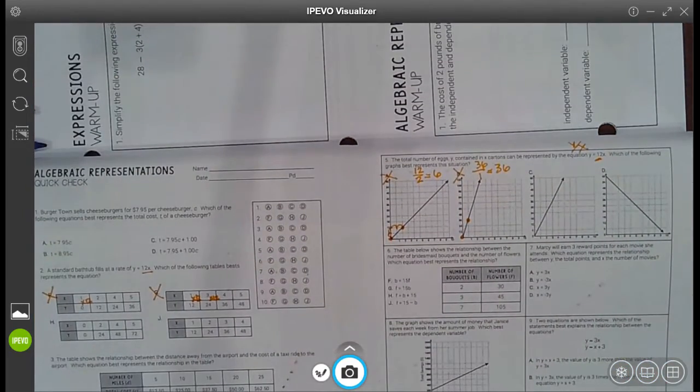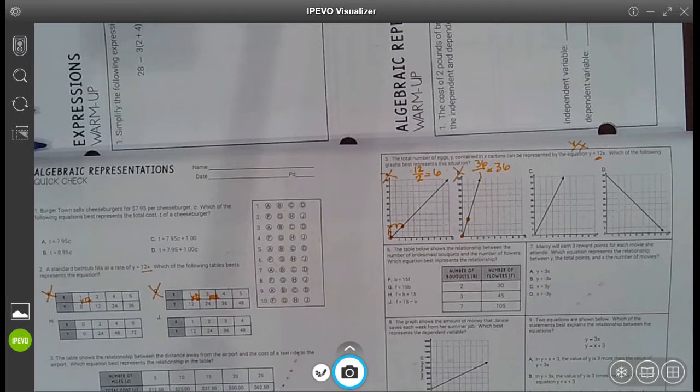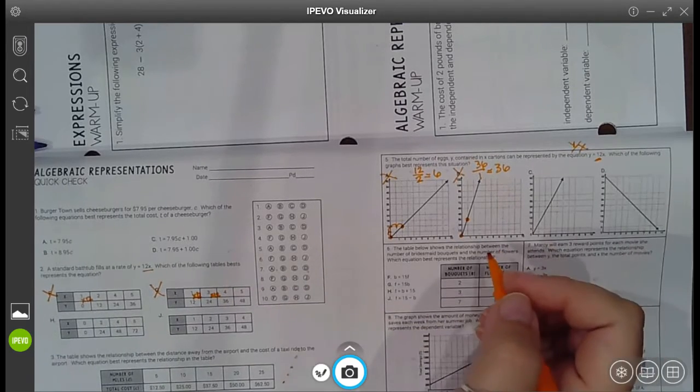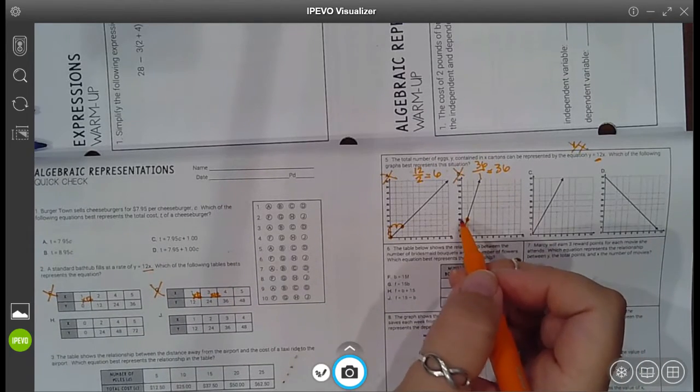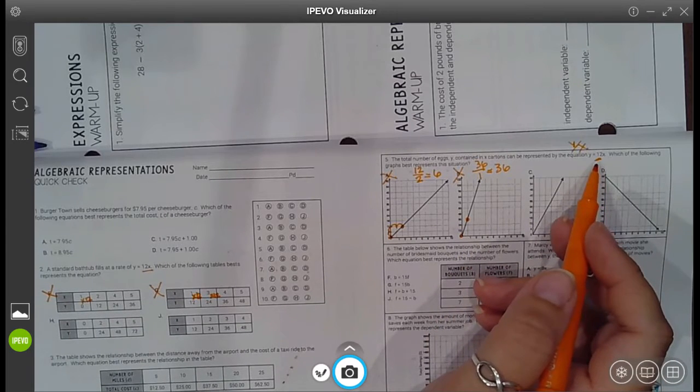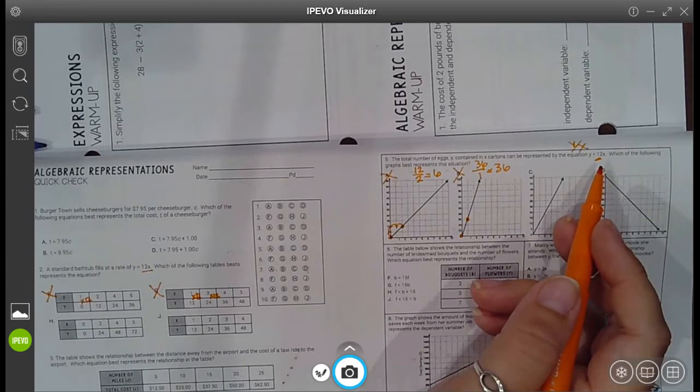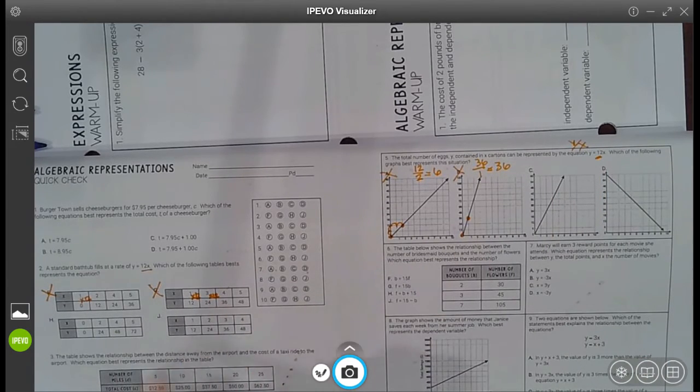And that's my hint to you: if it's a graph, check to see if the rate of change, which is the slope, so the change in y over the change in x, matches the a term in the equation that they gave you. Or if it's within a table or something, test it out, see if it follows the pattern, okay?